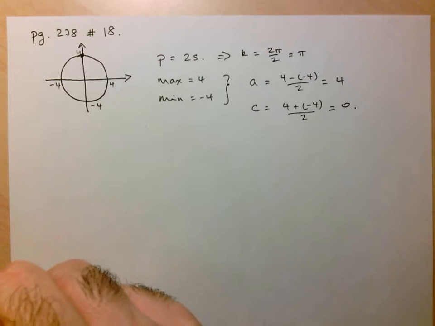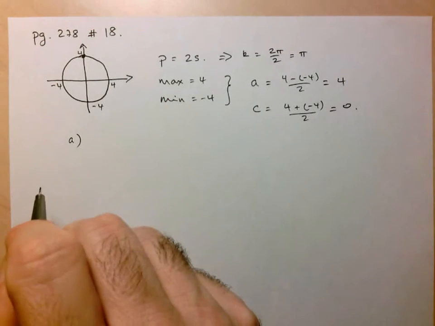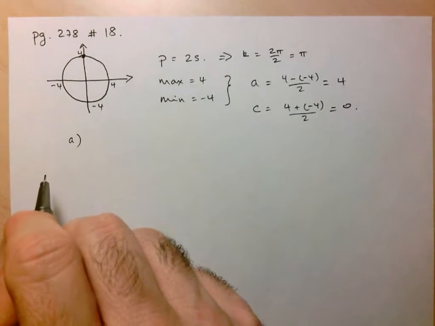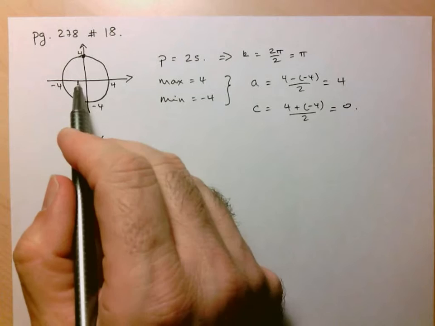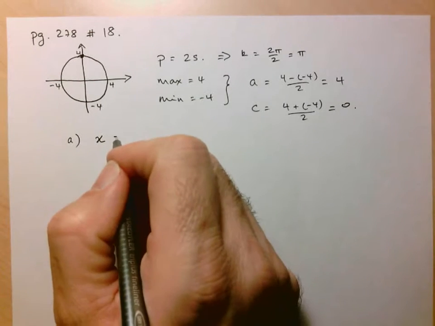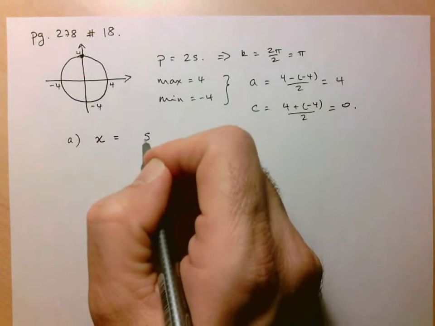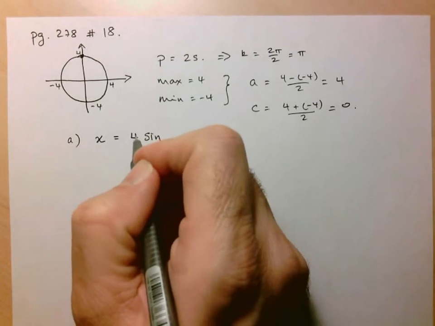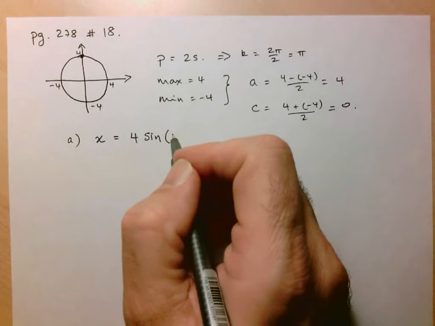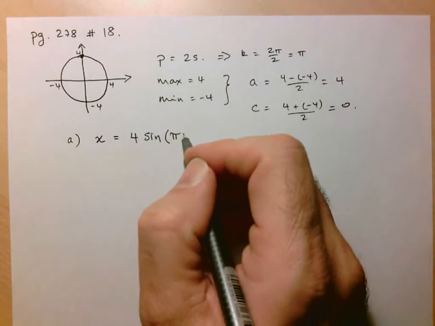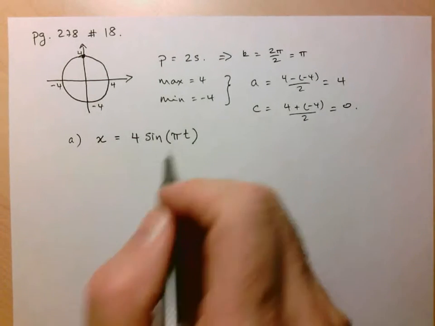Okay, so let's set up our function. So for part A, where we're looking to model the x component, and again, we're doing it with respect to time, my output value is going to be an x component, and then my input value is going to be a time value. So here we're going to be using a sine function. We need an amplitude of 4, and we need a k value of pi. We don't need a phase shift, so it'll just be pi t. And then the c value is just equal to 0.